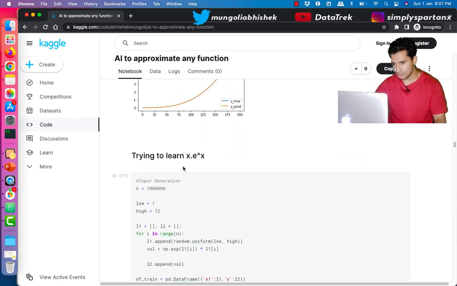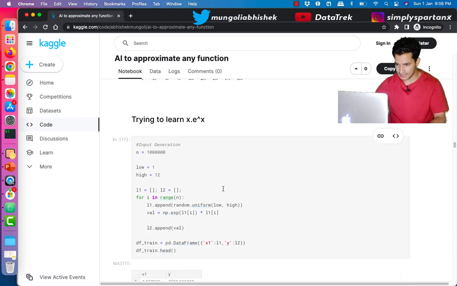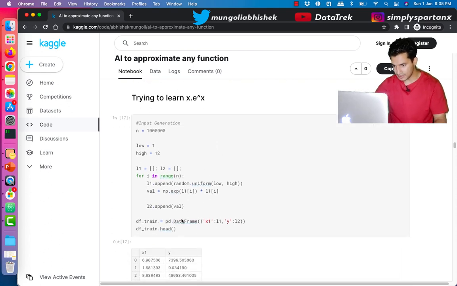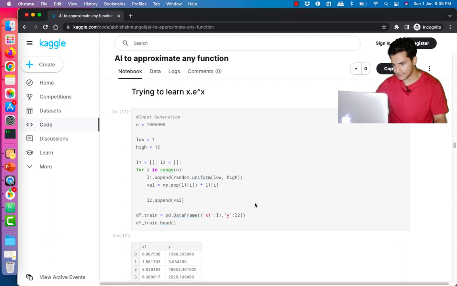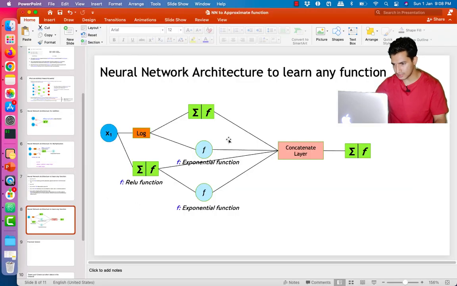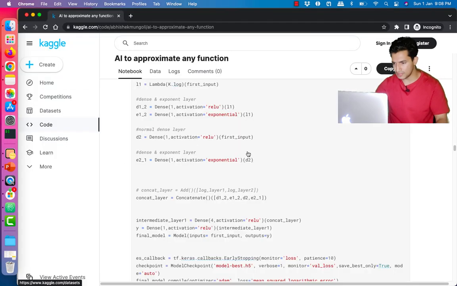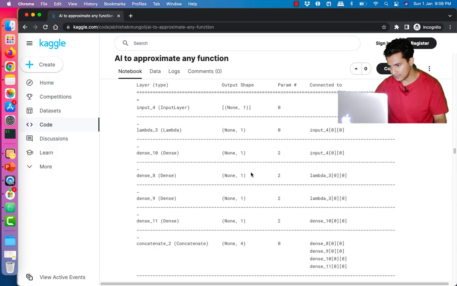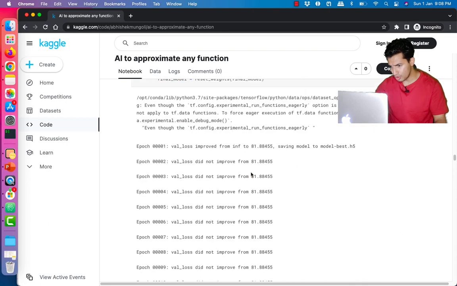Next we will try to make it learn x multiplied by e to the power of x. Same thing, we will first generate the training data, that is, the exponential function of x multiplied by x, and use the same neural network architecture, this generic neural network architecture to approximate any function, linear, nonlinear, or piecewise. And over multiple epochs, we will see that the training loss is reducing.